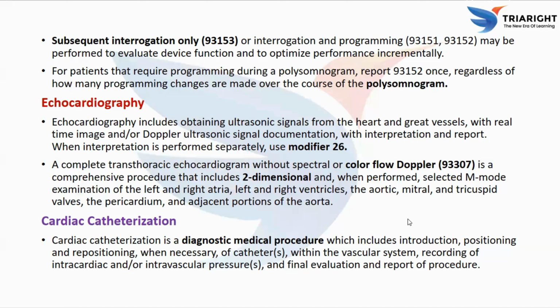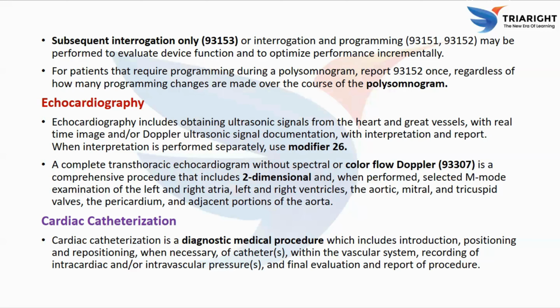So code 93307, which is a complete transthoracic echo, where there is no Doppler involved. This is a comprehensive echo study that includes two-dimensional imaging, optional M-mode. It evaluates both left and right atria, left and right ventricles, aortic, mitral, and tricuspid valves, pericardium, and adjacent portions of the aorta. So it does not include spectral or color flow Doppler.